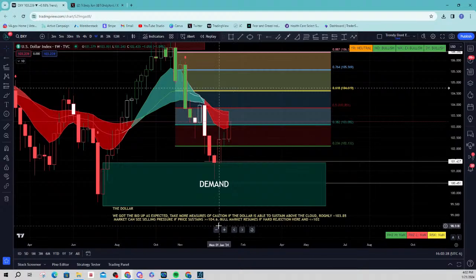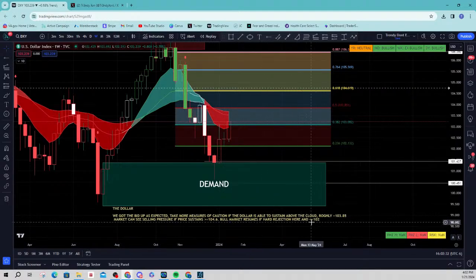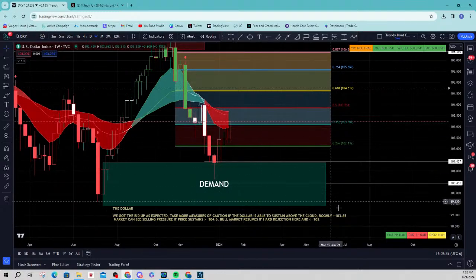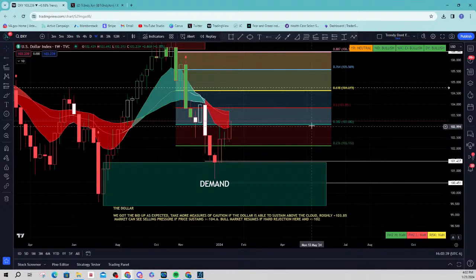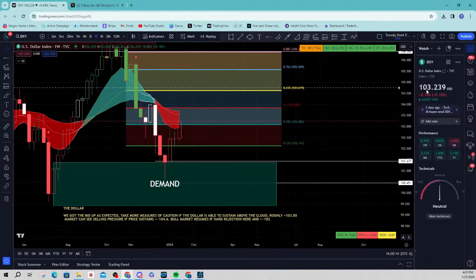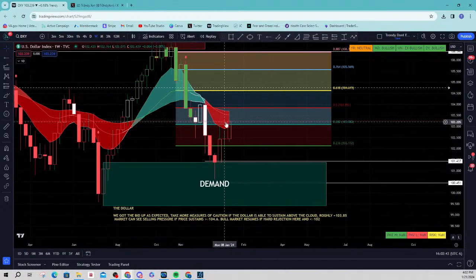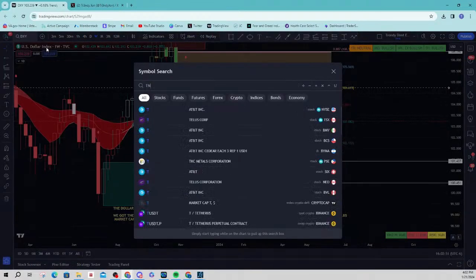The next thing I'll tell you is that the bull market resumes if the hard rejection comes in and price on the dollar can sustain and stay under 102. Notice right now we are basically sitting at 103. I expect there to be some choppiness in the market. Okay, that is the DXY. Let's go ahead and move into the TNX or the 10-year Treasury, and we'll talk about that.